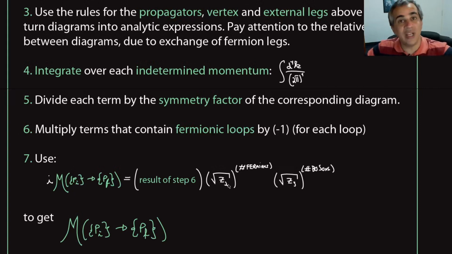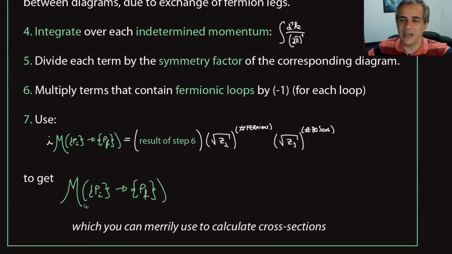But if you are thinking about tree-level diagrams, you can set these two to 1, and then you just divide step 6 by i, and you get this, and you can have fun calculating cross-sections. So this is almost all of QED. There's one little detail left that you have to worry about.